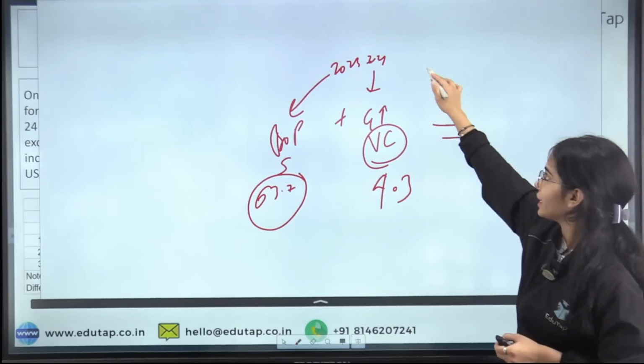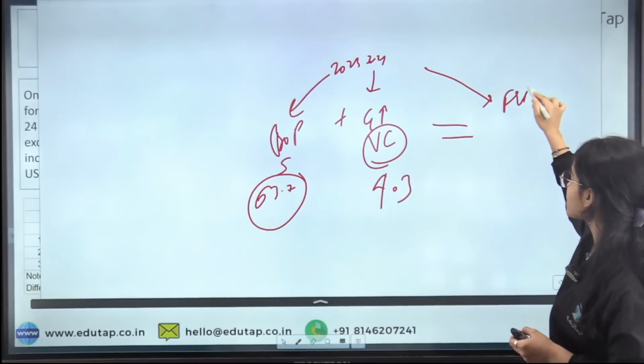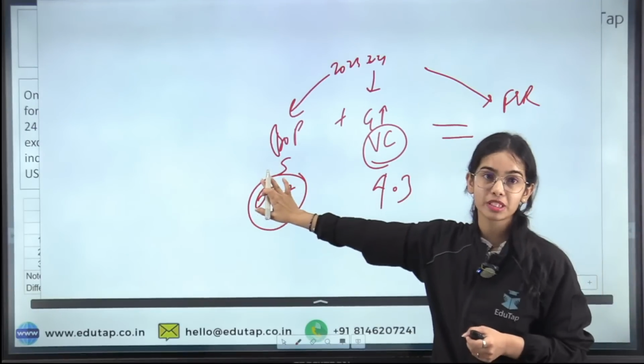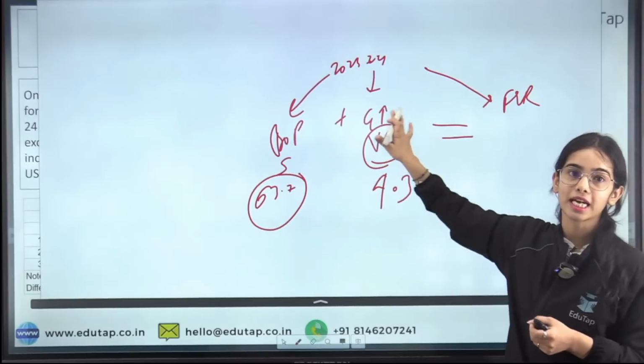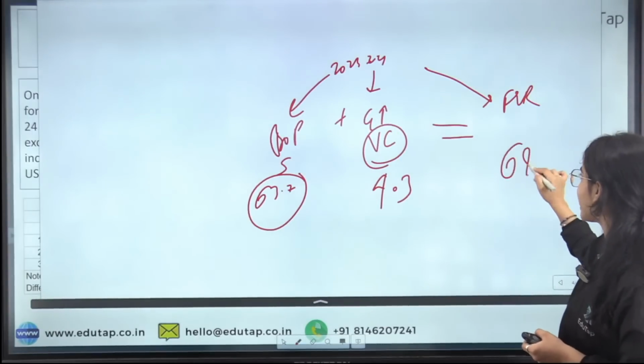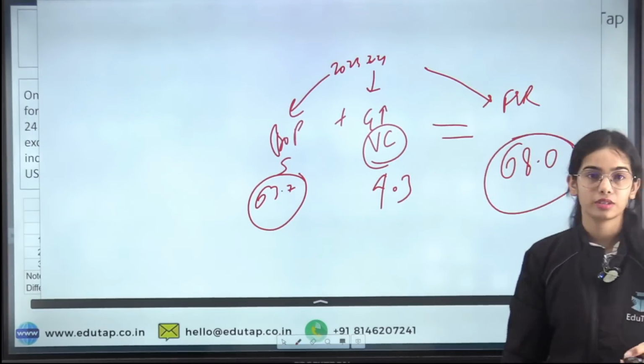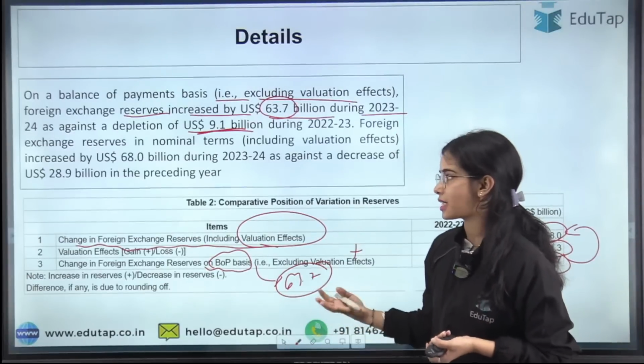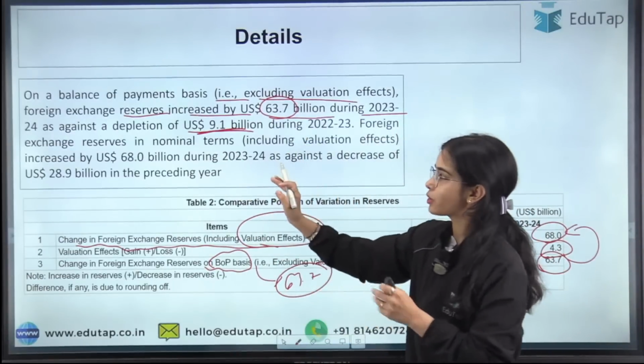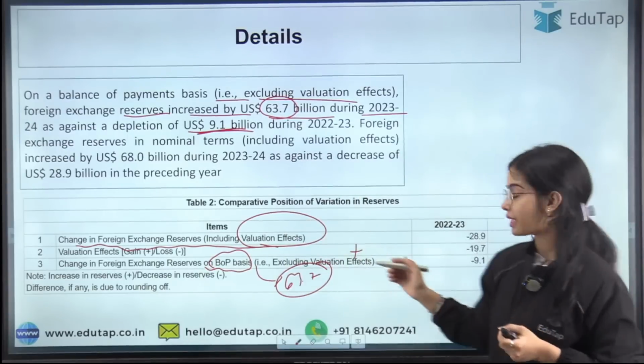So in total, the foreign exchange reserves have increased because of the balance of payment surplus and the valuation change that has happened in gold, that is $68.0 billion. So this is the total change that has happened. Okay. So as compared to the depletion in the balance of payment in the previous year.